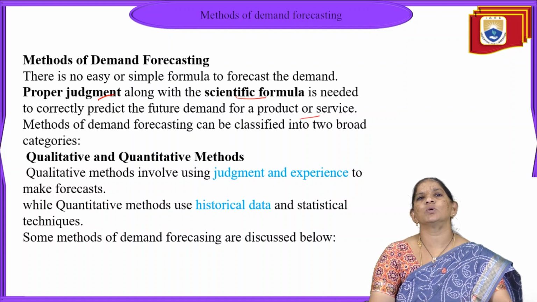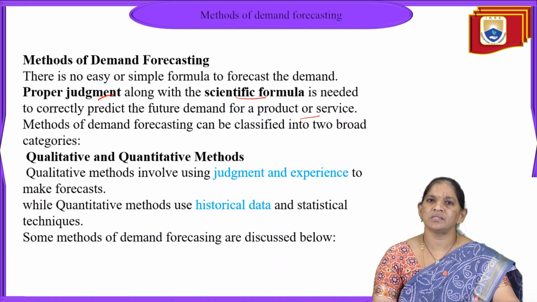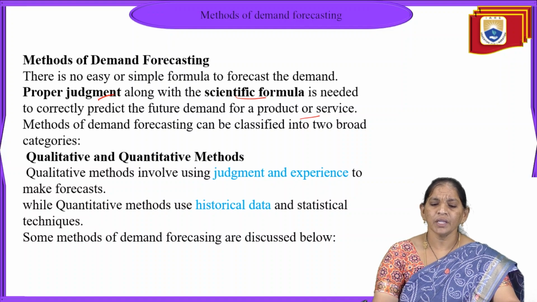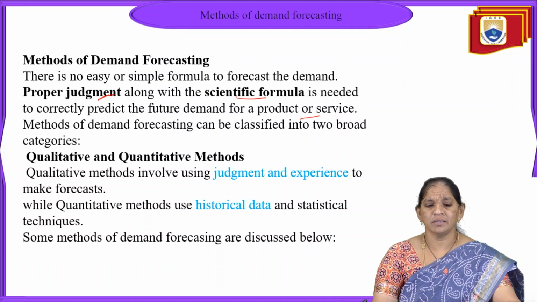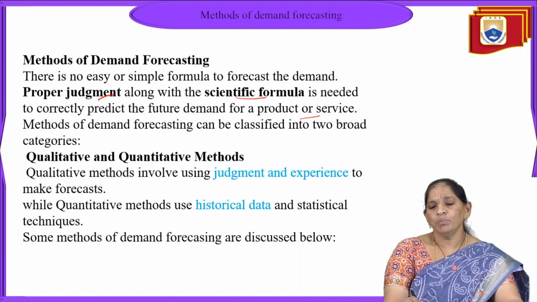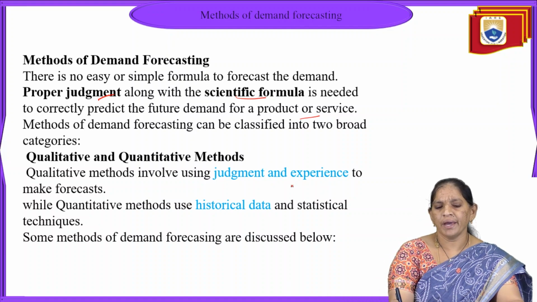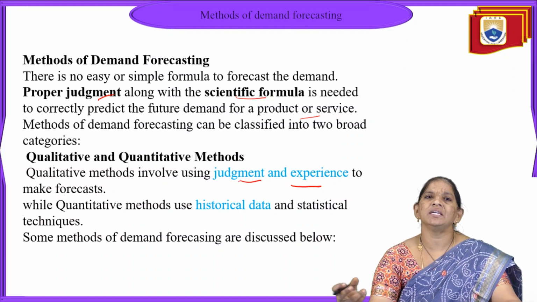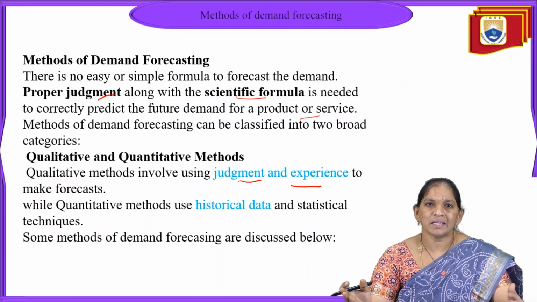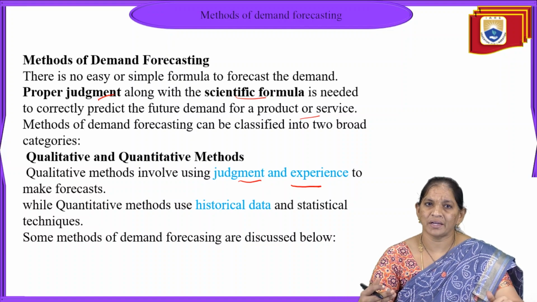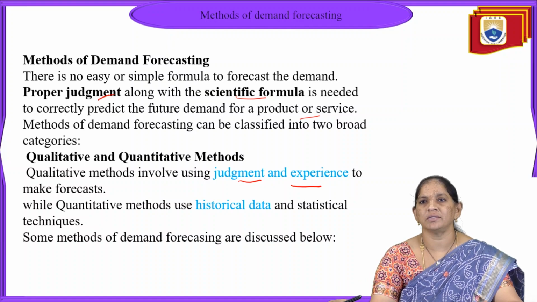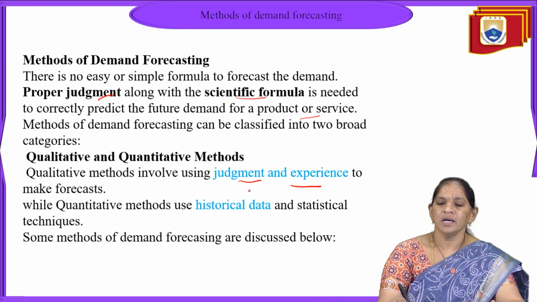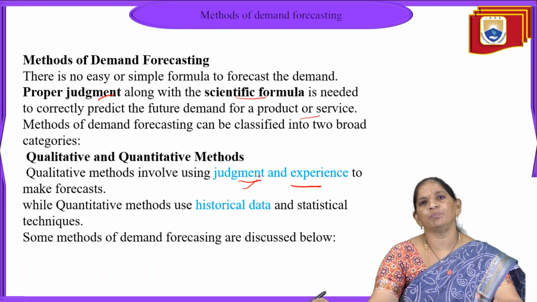One we will call the qualitative methods of forecasting, and the second is the quantitative methods of forecasting. The qualitative methods involve using personal judgment or experience to make the forecast. Qualitative means we involve not only assumptions, we have to consider some internal qualitative factors, which come from the judgment of the sales force, customers, or maybe the producer.